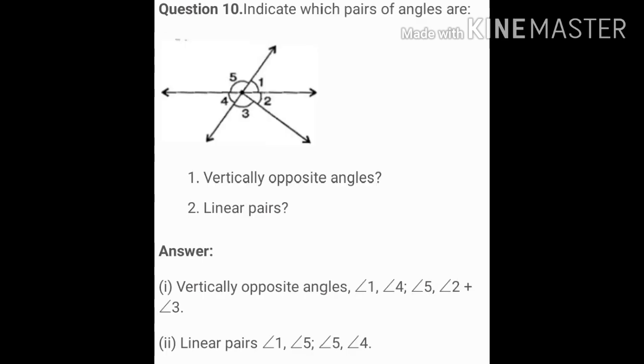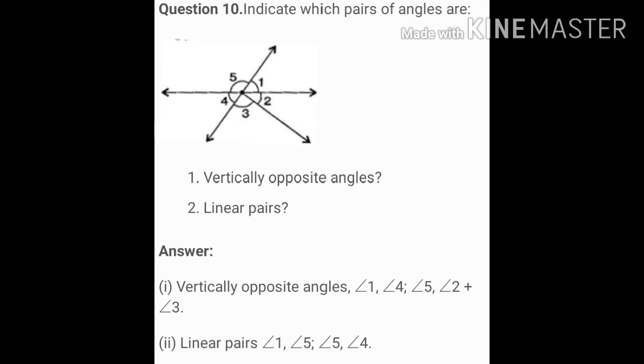Now question 10. Indicate in which pairs of angles are number 1 opposite angles, number 2 linear pair. First, vertically opposite angles. As you can see, angles 1 and 4 are vertically opposite, and angle 5 and the sum of angle 2 and 3 are vertically opposite angles. Second part is linear pairs. 1 and 5 are a linear pair, and 5 and 4 are a linear pair, children.